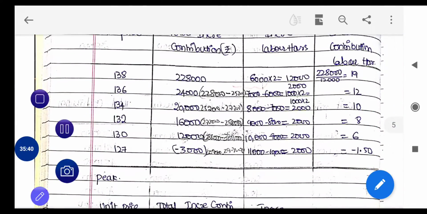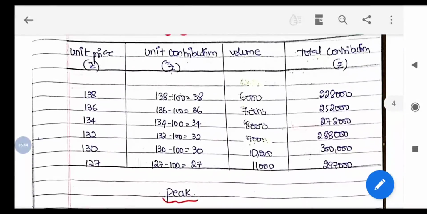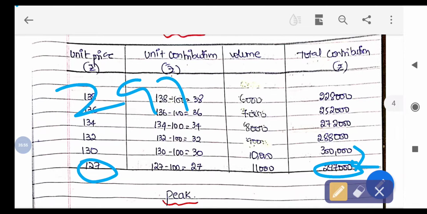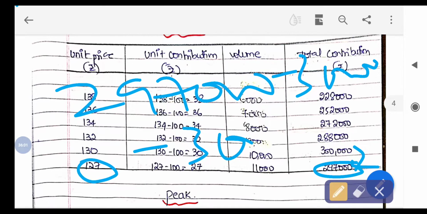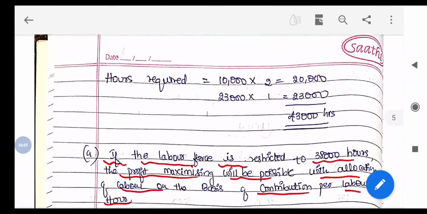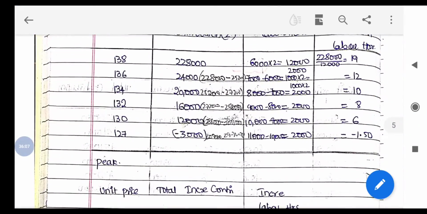Next and the last is 127. For 127, we see it has decreased. So there is no increment, it is decreasing. 2,97,000 minus 3 lakh is minus 3,000. So it has decreased at 127. Write it as a minus figure, minus 3,000.